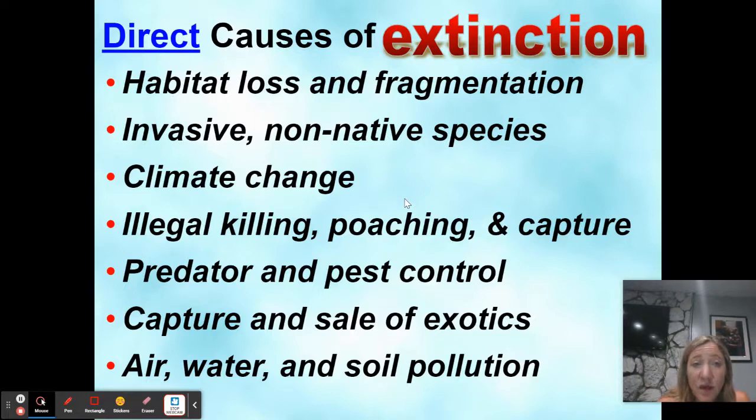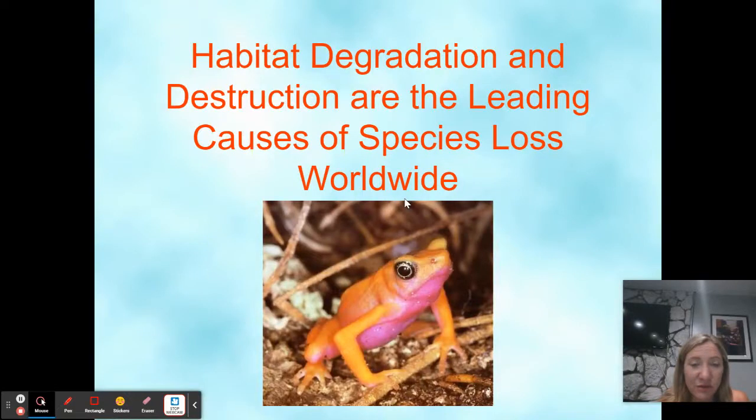Those are the top two. As of right now, I'm saying climate change is kind of number three, but it is climbing. So as of right now, I'll call it number three, but in the future, it probably is going to be number one, if not already. Illegal killing and poaching and capturing, things like that. Predator and pest control, something that probably some of us have already done, like killing spiders or spraying for whatever in our houses. Capturing and selling exotic species like birds and things like that. And then pollution. So we're going to go into a little bit of detail for all of these.